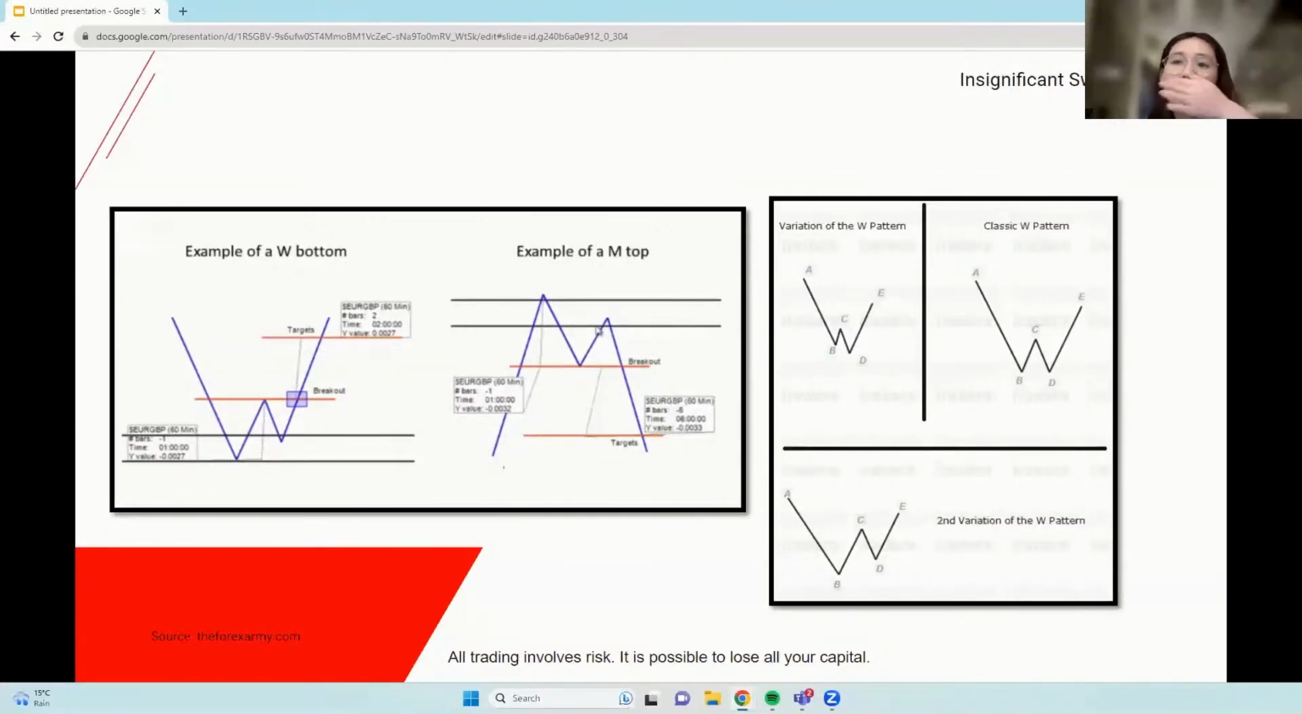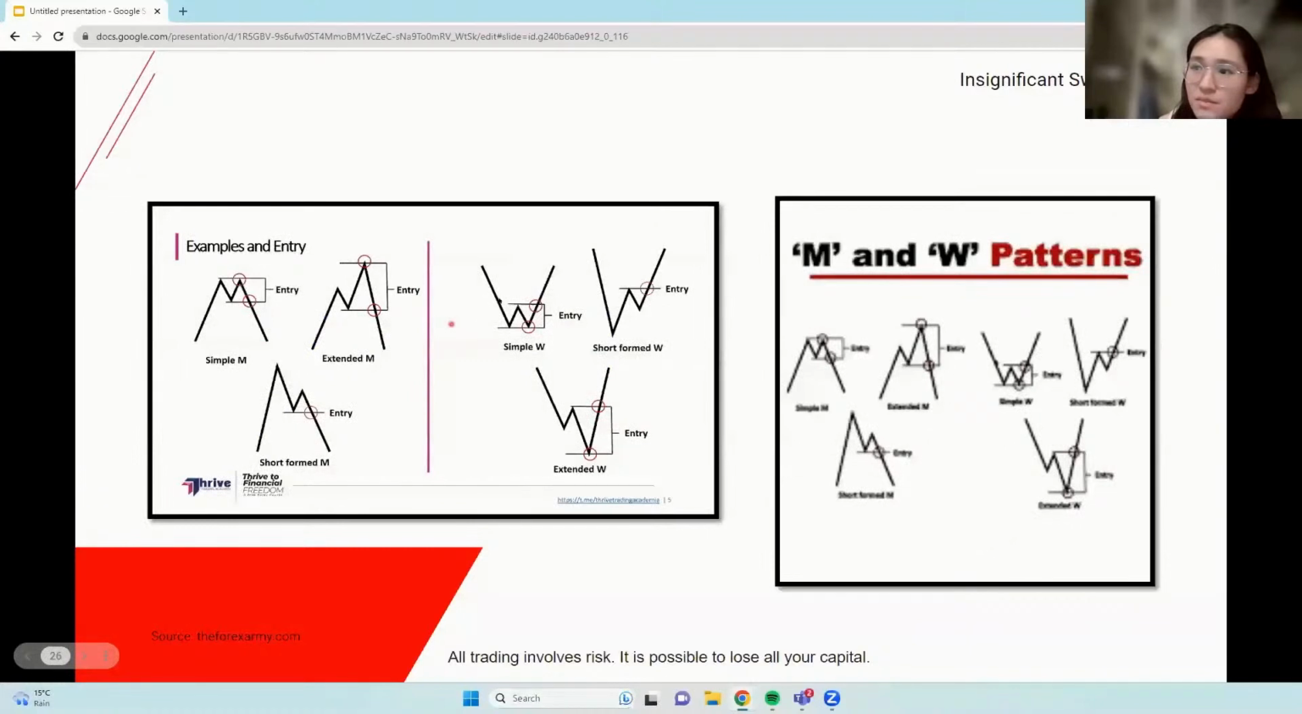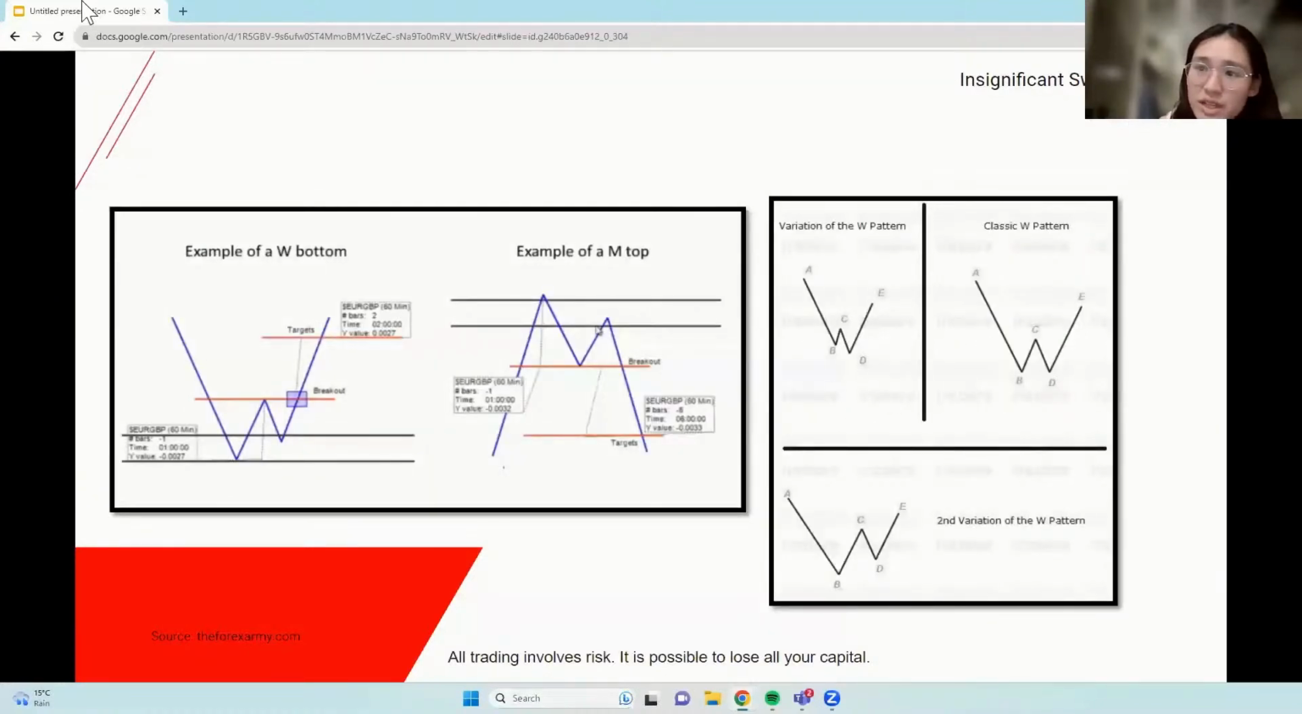So here's an example of a W bottom. You don't really have to take into account all of these bars. I just really want to highlight the shapes over here. In this example of a W bottom, we're looking at a short form W, and this breakout here is our entry, and our profit target is over here. That's why we say that this point here is your entry, because it's the point of breakout.